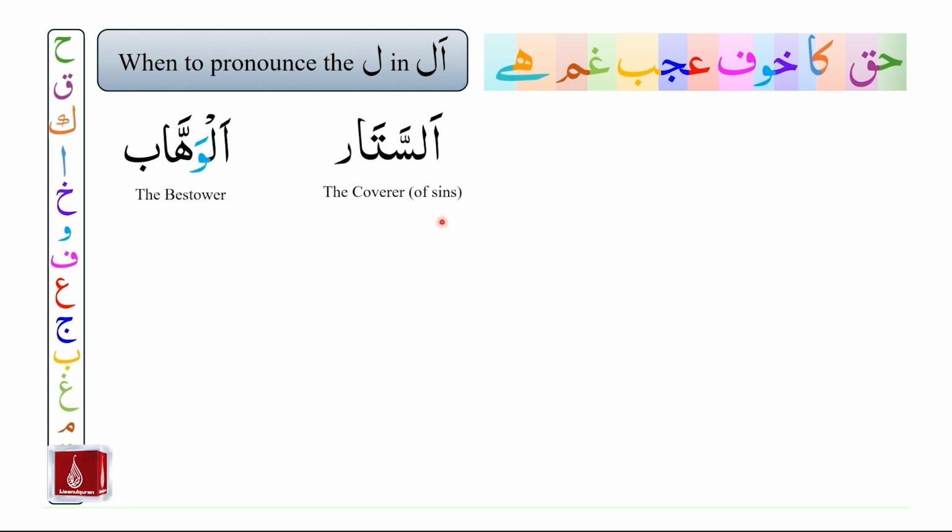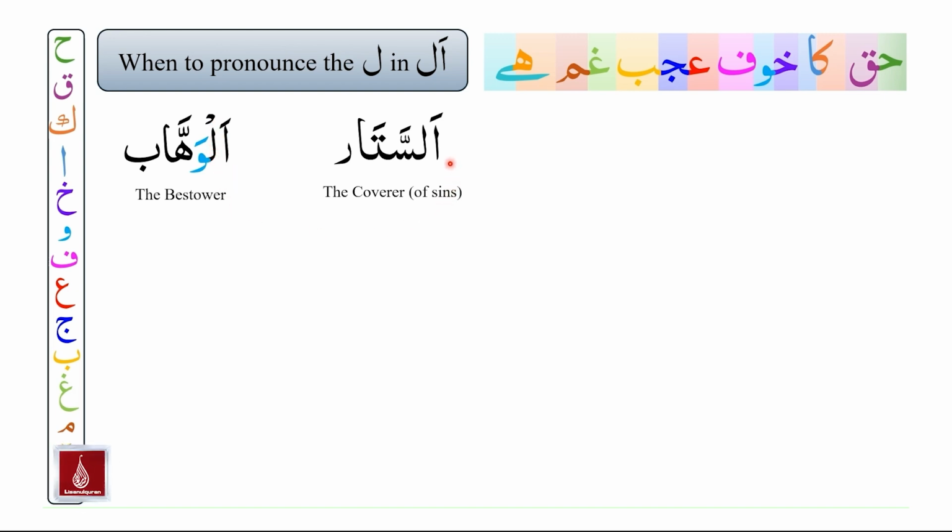The first one that we have is as-sattar, which means the coverer of sins, and al-wahhab, the bestower. So let us compare as-sattar and al-wahhab. In al-wahhab, I am pronouncing the lam. I am saying al-wahhab. So I will look for waw in haq ka khauf ajab gham hai, and I do see the waw here. So waw is in the list of alphabets in haq ka khauf ajab gham hai. Therefore, in al-wahhab, I am going to pronounce the lam.